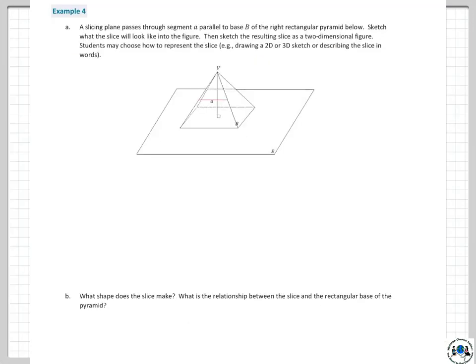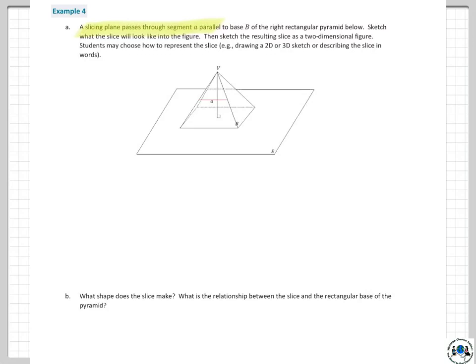All right, well, here's example 4, and before we go on here, the types of slices taken in the last lesson, we've sliced parallel to a face and perpendicular to a face. In this lesson, we're going to examine slices made parallel and perpendicular to the rectangular base of the pyramid. Okay, so everything is going to be in relation to the base. And of course, that's our base right there, for example. Okay?